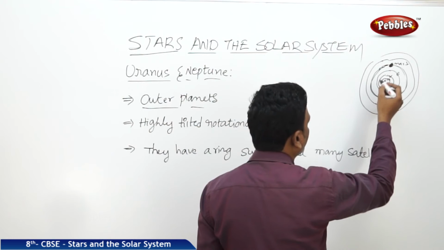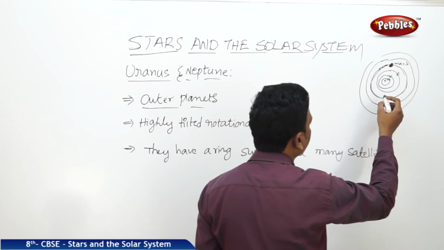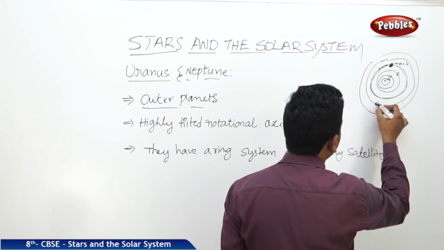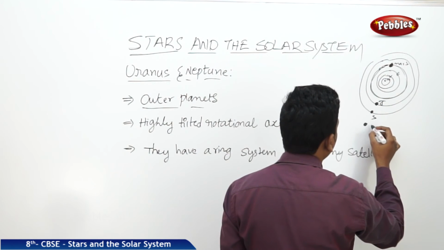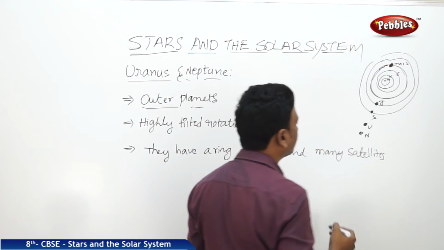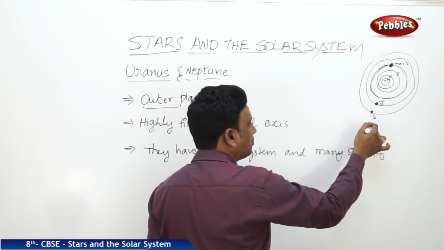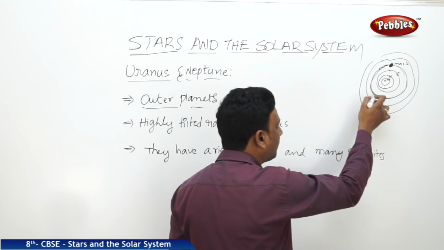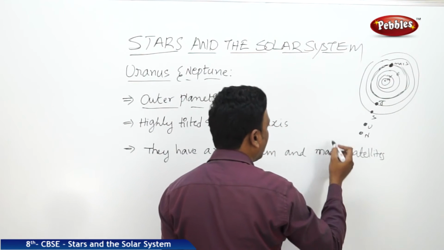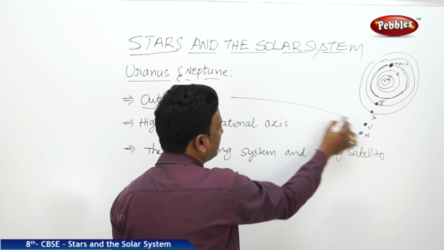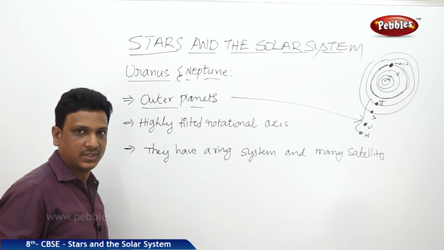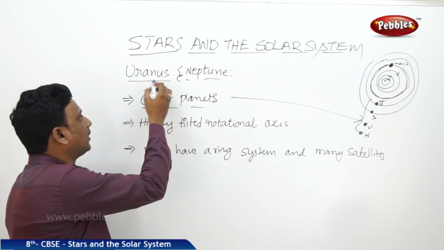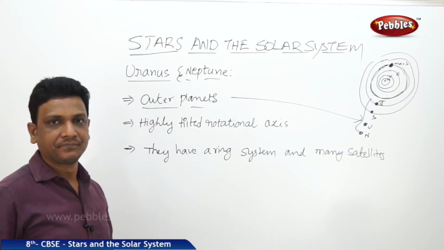The planets that are outside Mars: Jupiter, Saturn, Uranus and Neptune. These are all outside the orbit of Mars. These are all called outer planets. What are the outer planets? Jupiter, Saturn, Uranus, Neptune. So Uranus and Neptune fall under the outer planets.